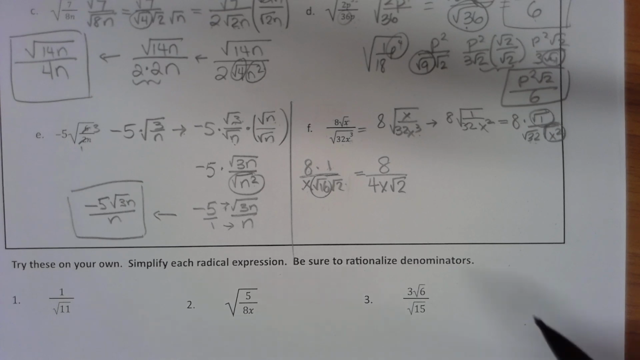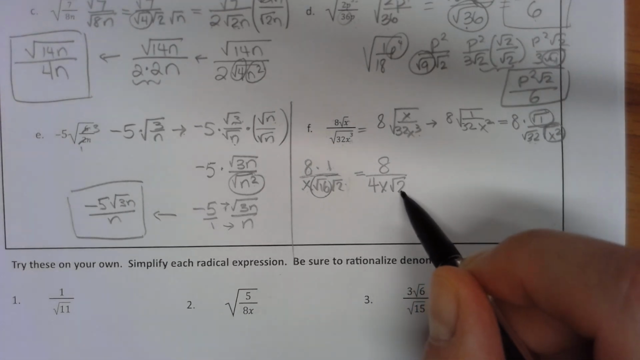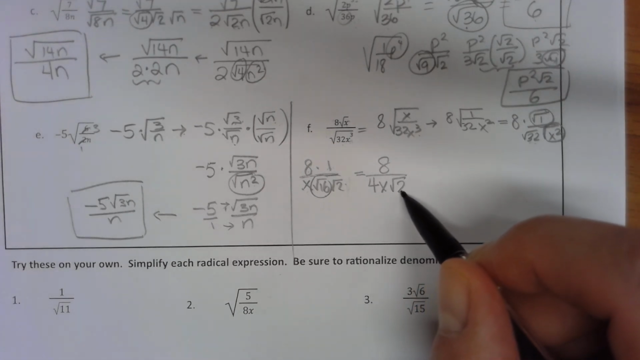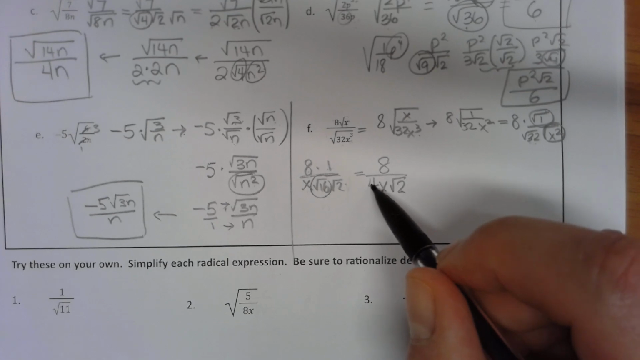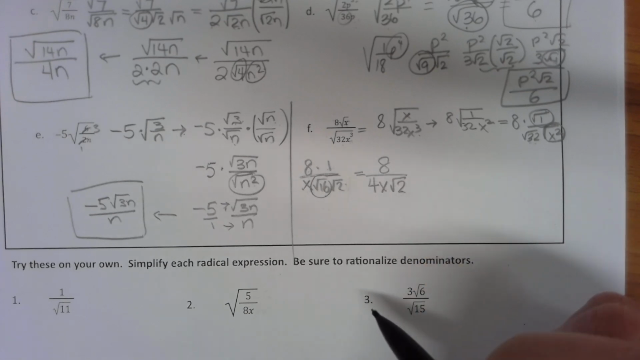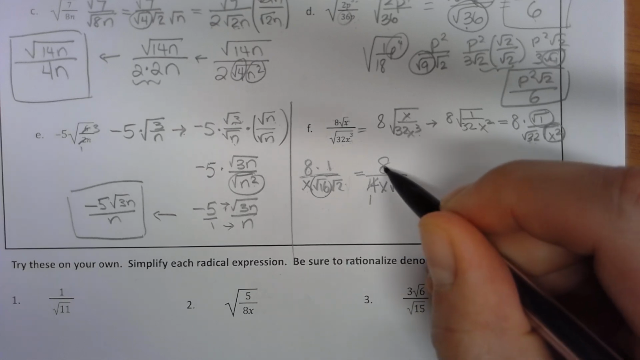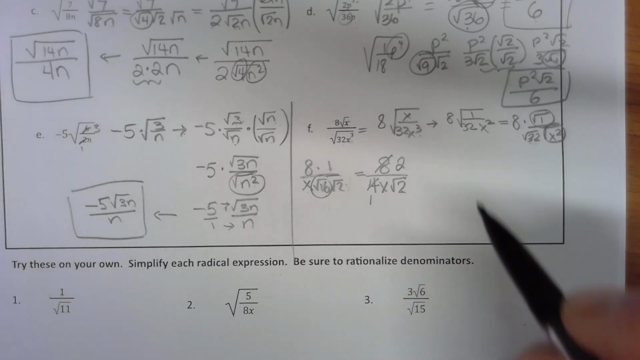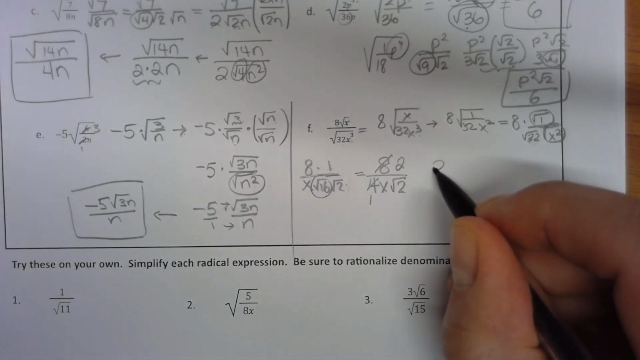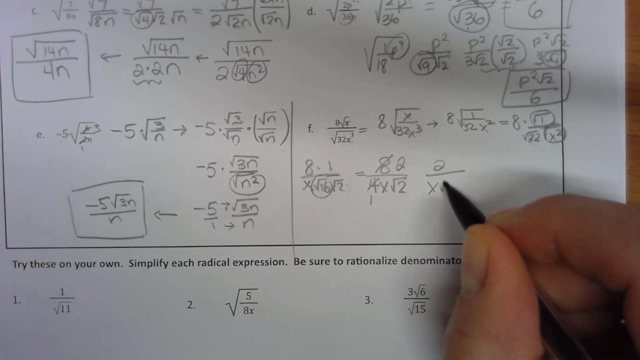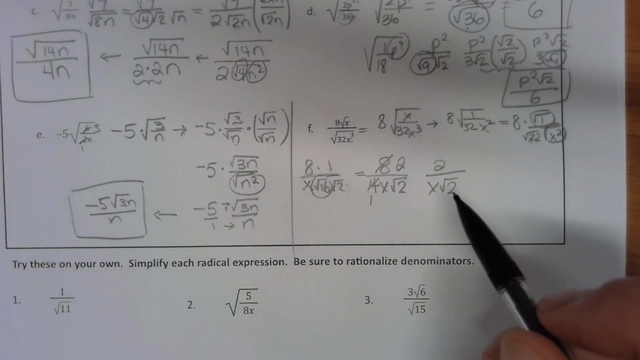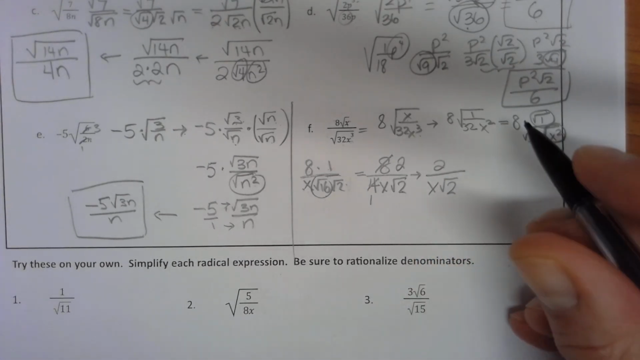One thing I do notice, we still have an irrational number in the denominator, so we have to rationalize the denominator. But do you notice that there's a 4 and an 8 that can reduce? Why don't we go ahead and reduce that now? 4 goes into 4 once, and 4 goes into 8 twice. So let me recopy this. I have a 2 divided by x square root of 2. Still has an irrational denominator, so we're going to rationalize it.